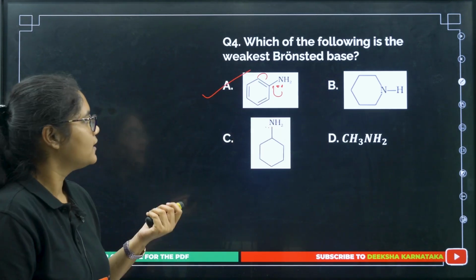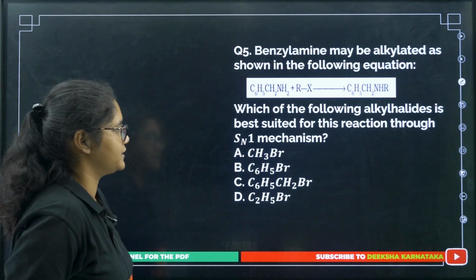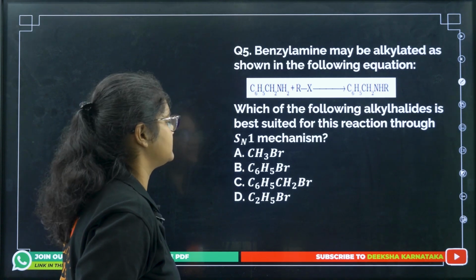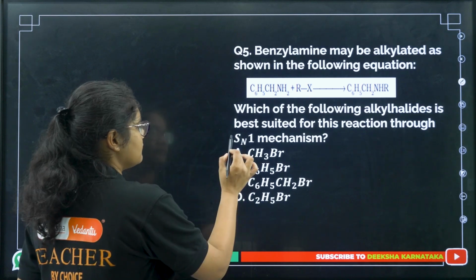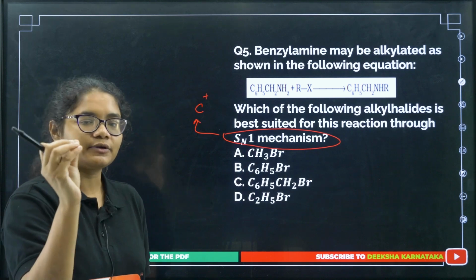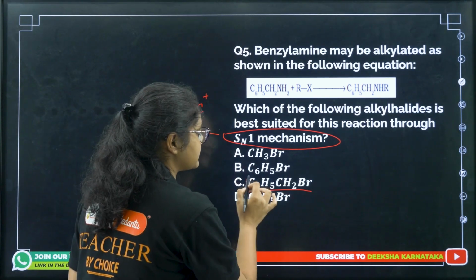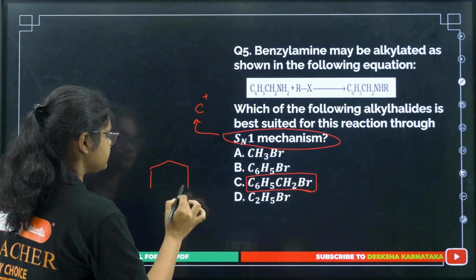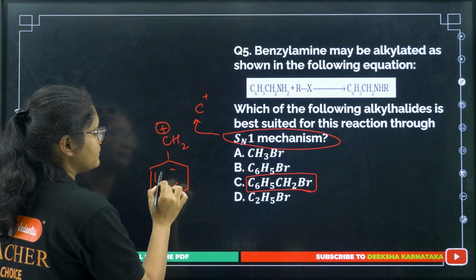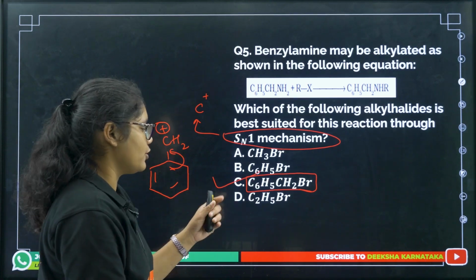and correct answer will be option number A here. Okay, next, benzyl amine may be alkylated as shown in the given equation. Which of the following alkyl halides is best suited for this reaction through SN1 mechanism? So if you know SN1 mechanism follows what? Intermediate is there, formation of carbocation is there. So straight away it is asking you which of this carbocation will be more stable. So if you see this one, this is benzyl carbocation, we will get like this C6H5CH2+, right? So that means this carbocation is highly stable due to resonance. So that one will have the fastest reaction, option number C.